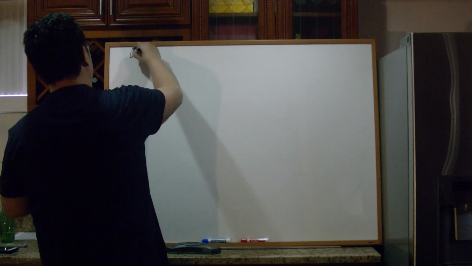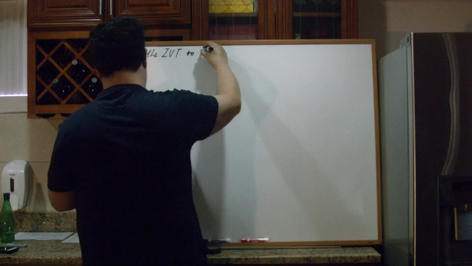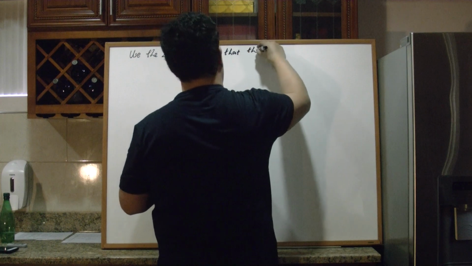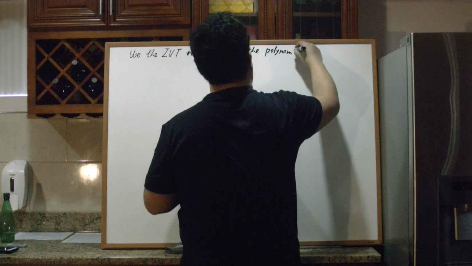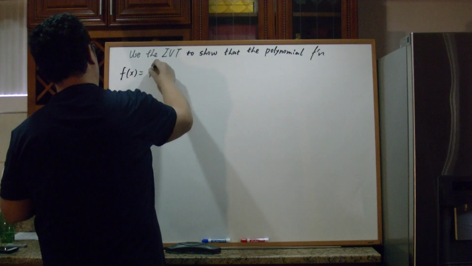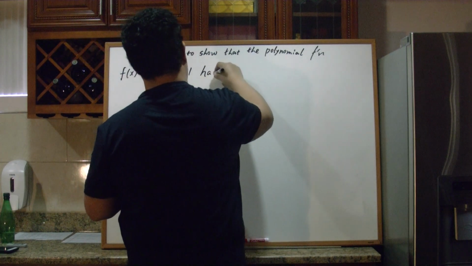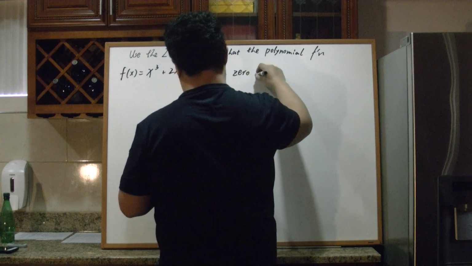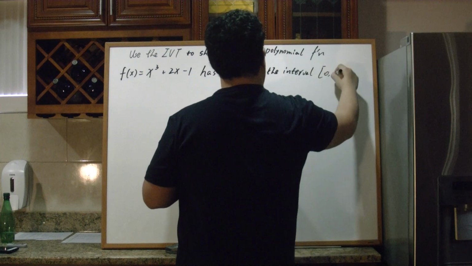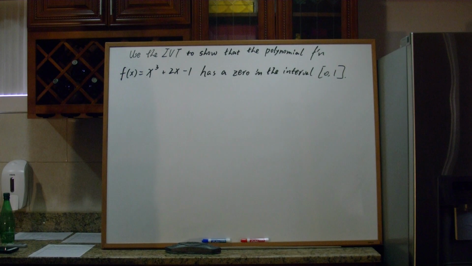Right, so use the intermediate value theorem to show that the polynomial function has a 0 in the interval 0 to 1.